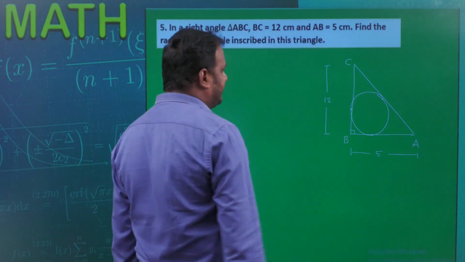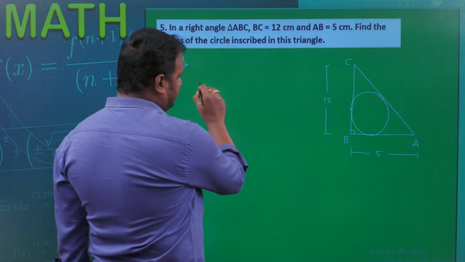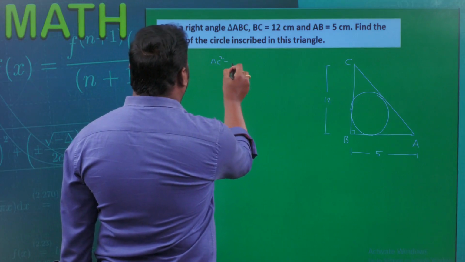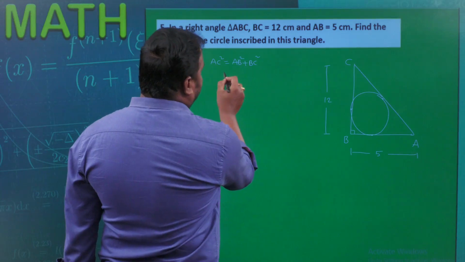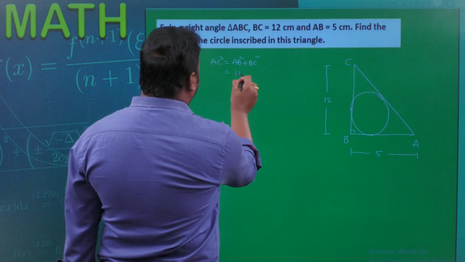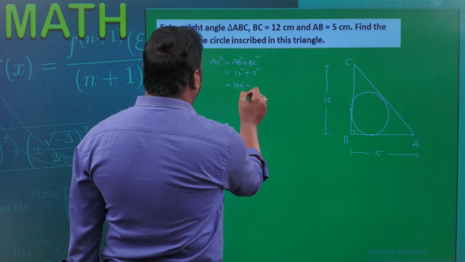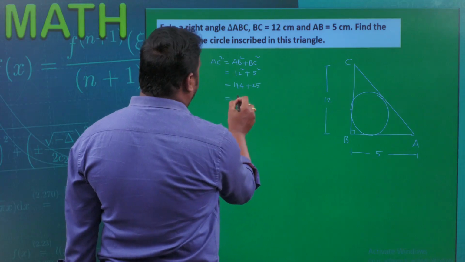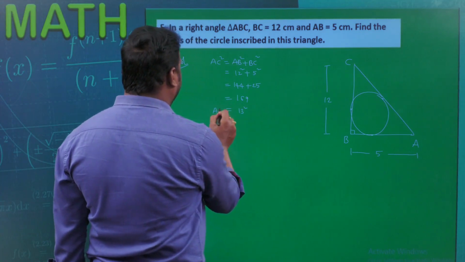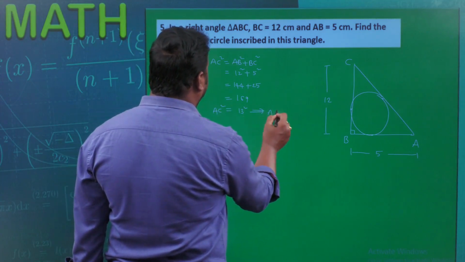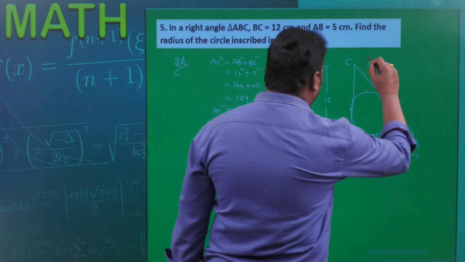Okay. If it is 12 and it is 5, what about AC? So according to the Pythagoras theorem, AC square is equal to AB square plus BC square. So AC square is equal to 12 square plus 5 square. 12 square is 144, 5 square is 25. 144 plus 25 is equal to 169, which is 13 square, so AC square. Therefore the value of AC is equal to 13. So I got the hypotenuse, that is 13 centimeters.